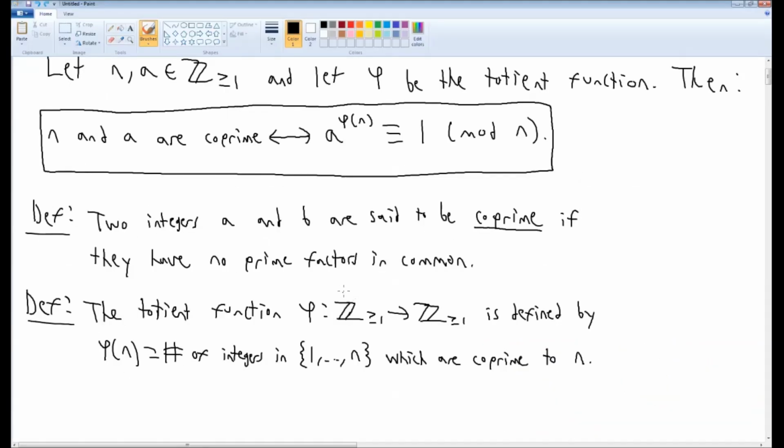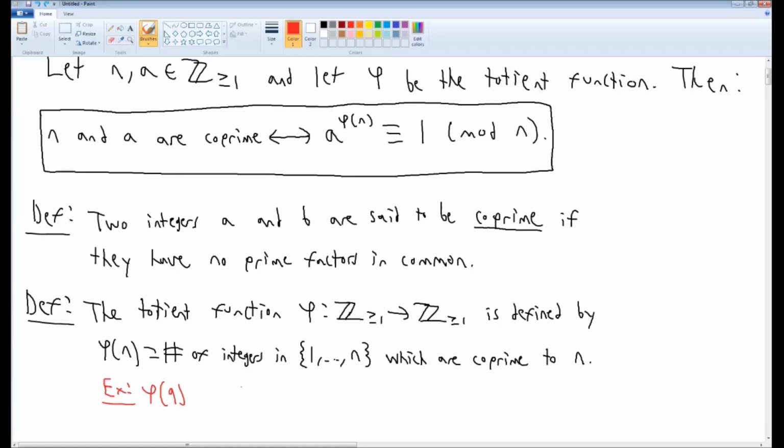What is the totient function, phi? Well, it's a function which takes a positive integer n as input, and its answer is a positive integer, and it tells you how many integers between 1 and n inclusive are coprime to n. So for example, let's say we want to compute phi of 9. This is the number of integers which are coprime to 9.